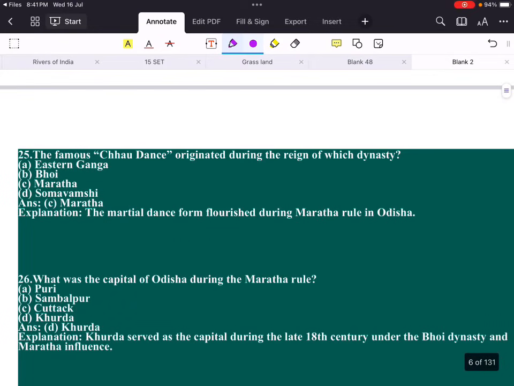The famous Chhau dance originated during the reign of which dynasty? That is Maratha. The martial dance form flourished during Maratha rule in Odisha.